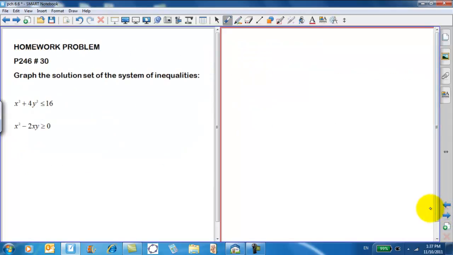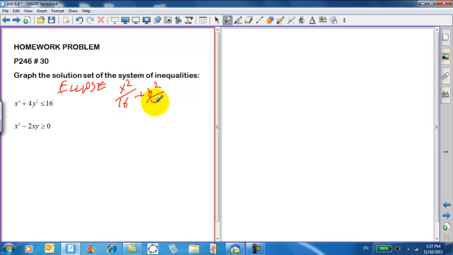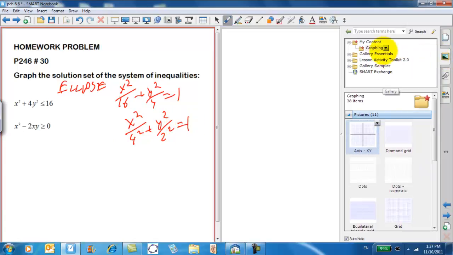For our last example, we've got some inequalities. x squared plus 4y squared is less than or equal to 16, and x squared minus 2xy is greater than or equal to 0. So the first one's an ellipse. Both x and y are being squared, unequal coefficients so not a circle, and they're being added, so it's an ellipse. x squared over 16 plus y squared over 4 equals 1. So we get x squared over 4 squared plus y squared over 2 squared equals 1.